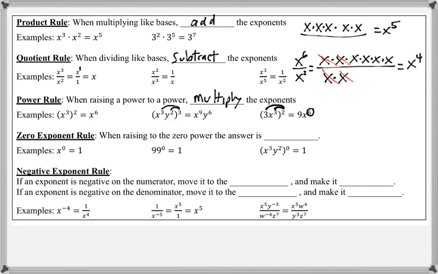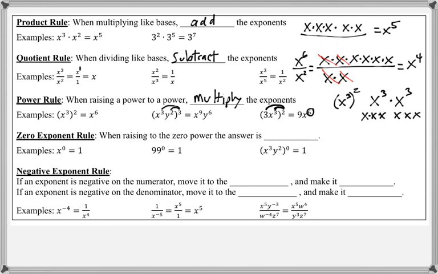The reason why this rule works is because if you have x cubed squared, it would be like when something's squared, you write it twice. So this would be x cubed times x cubed, and if you wanted to expand that out, you could, and you would get x to the 6.